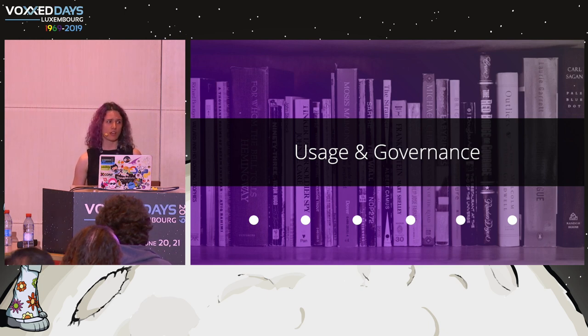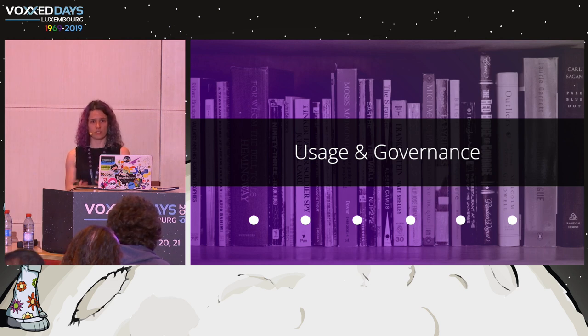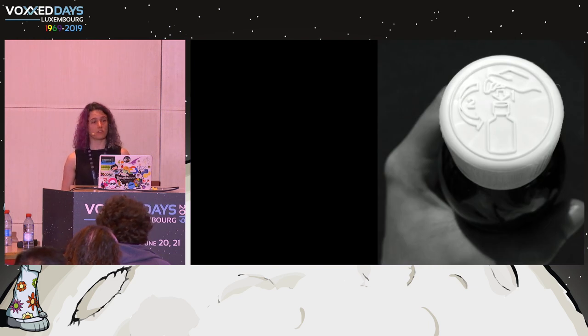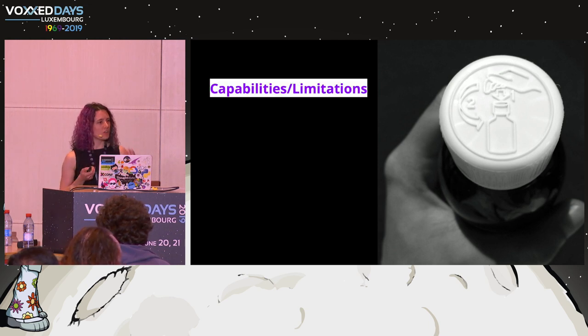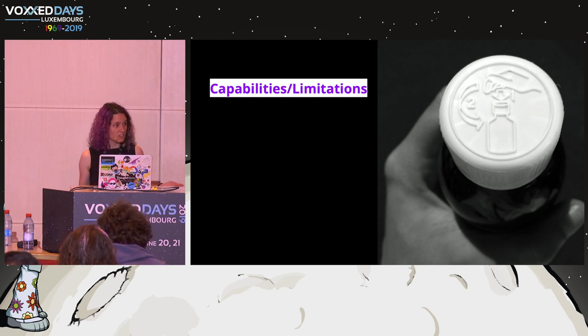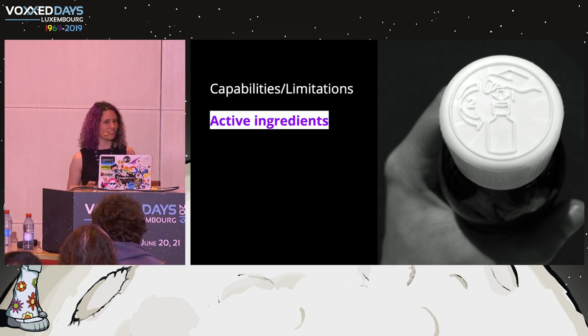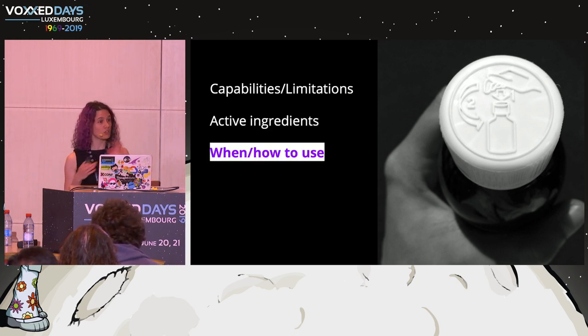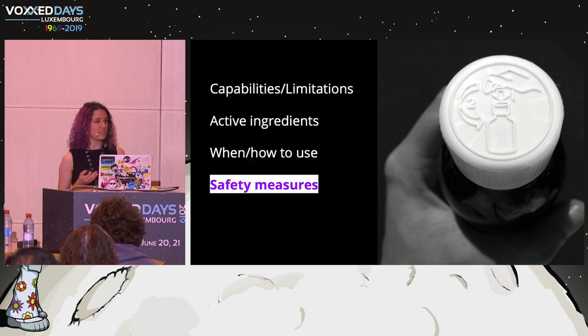Lastly, for usage and governance, we aren't the first industry to face these kinds of problems. So it's been there in statistics before, and we can learn from other industries and gain a better insight into how to release products to users and how they can be governed in a way that is safe. One example is pharmaceuticals. So if I buy a product off the shelf, it's going to tell me, what are the capabilities of this product? What are its limitations? What can and can't it do? What is the active ingredient that actually is the magic that makes it work? When and how can I use it, or when shouldn't I use it? What safety measures have they implemented?